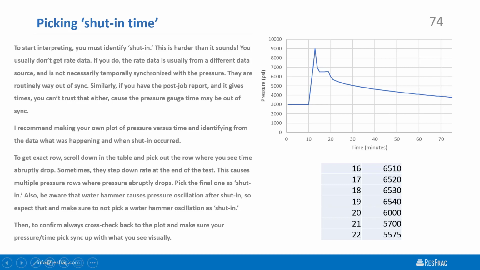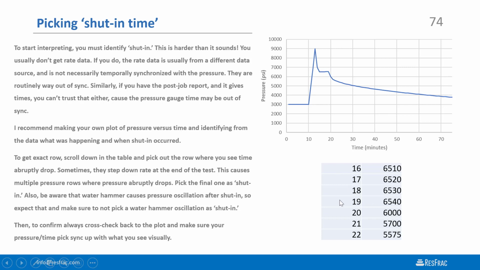So what I always recommend doing, first thing you should do, is just make a plot, just in Excel, pressure versus time, and just visually observe what that curve looks like. So you can just see at a high level, what are you working with here? And then I recommend identifying the shut-in time by just visually looking at this plot, and then you go down to the actual table and you can identify it.